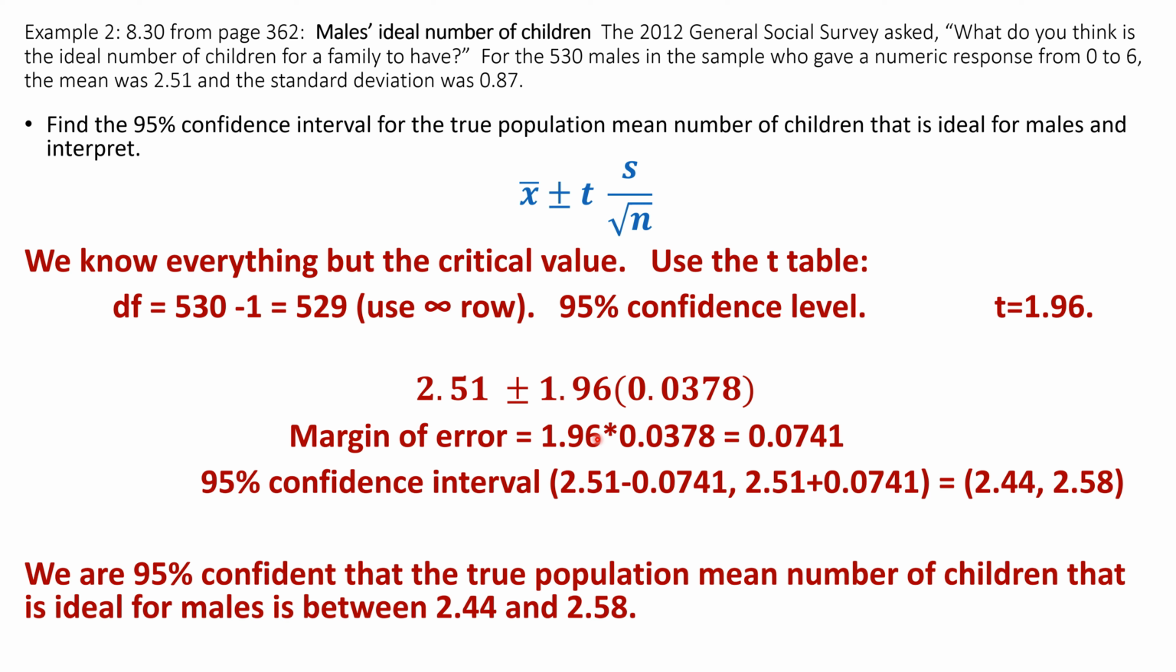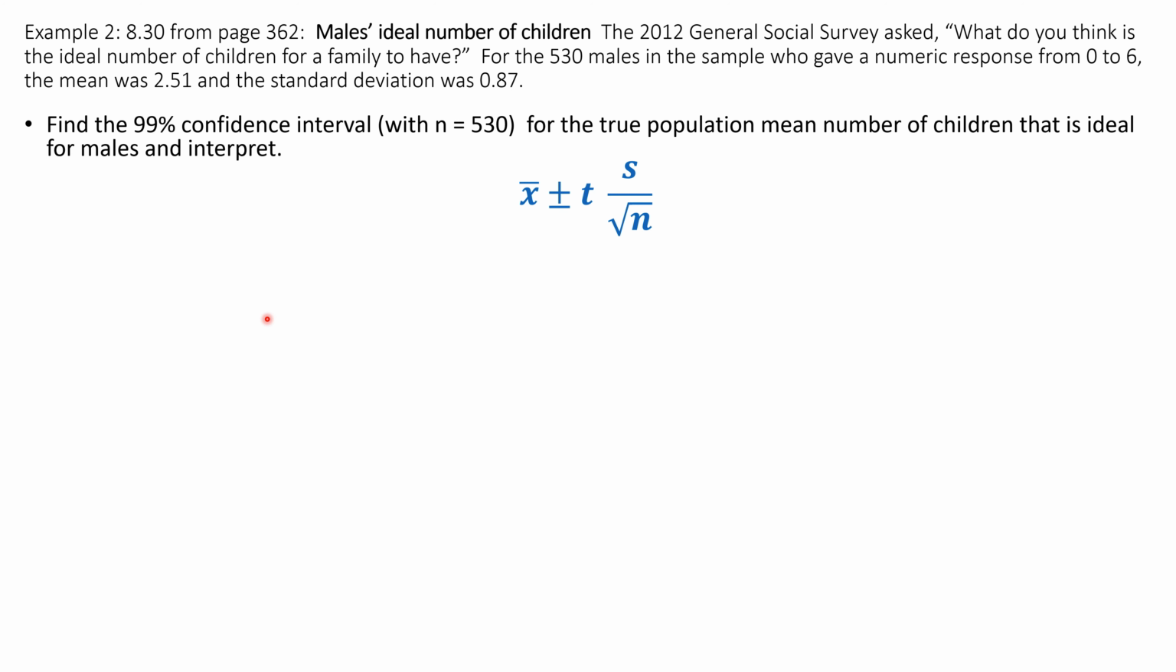The margin of error equals the t-critical times the standard error. And please verify this calculation by yourself about the 95% confidence interval. Simply plug in this formula here. The correct interpretation will be we are 95% confident that the true population mean, the number of children that is ideal for males, is between 2.44 and 2.58.